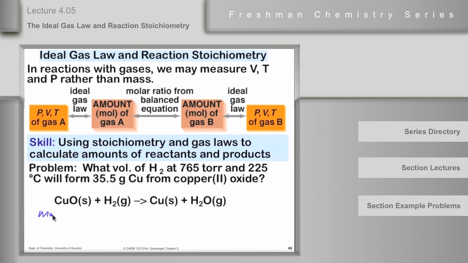So we might start with the mass of copper and convert that to moles of copper, and convert that to moles of hydrogen, and then use the PVT information to get the volume of hydrogen. Okay, that will be our plan, and of course we're going to have to use the ideal gas law in this last step. So let's start and do our mass to mole conversion, because we've seen a lot of those. Those are sort of ho-hum right now.